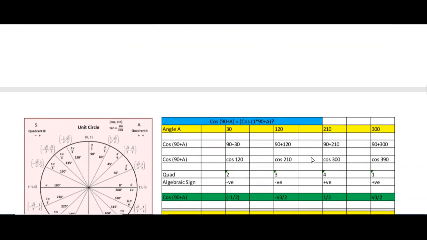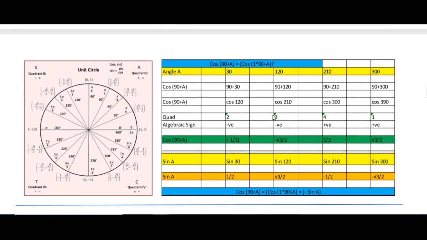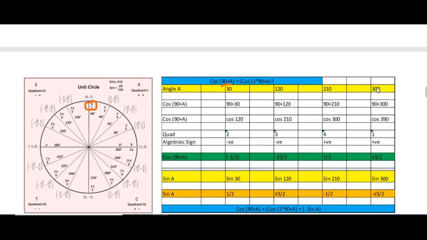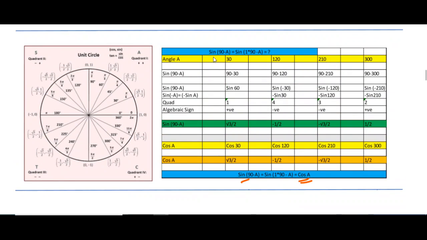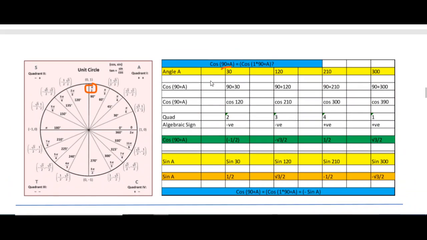Let's move on. Now let's say instead of 90 minus a, we are talking about 90 plus a. And what does it mean? It means the same thing, but you're moving in the opposite direction. So this is your 90 degrees, right? If you say pi by 2, this is your 90 degrees. And if you say plus, a is a given angle, any angle. We have just taken examples over here, 30, 120, 210, 300. That pretty much I'm keeping constant all over the table, so that it will be easy.